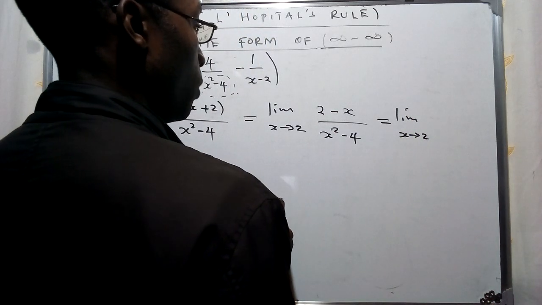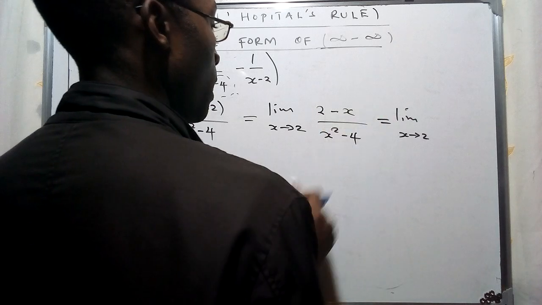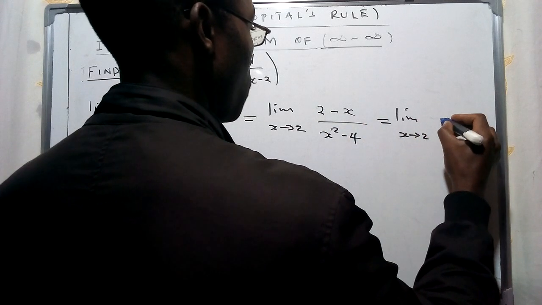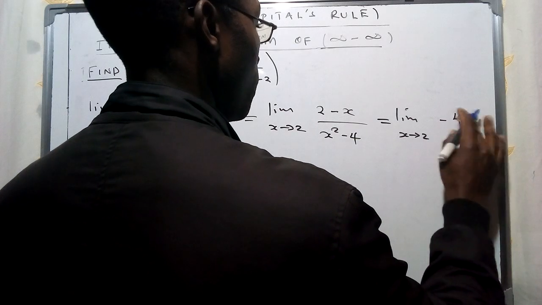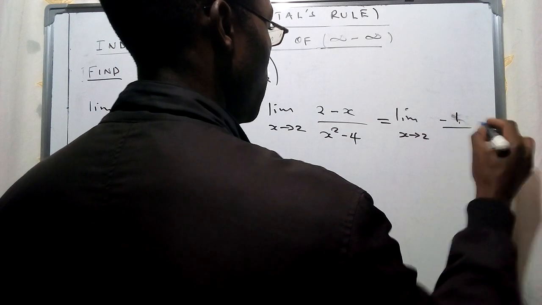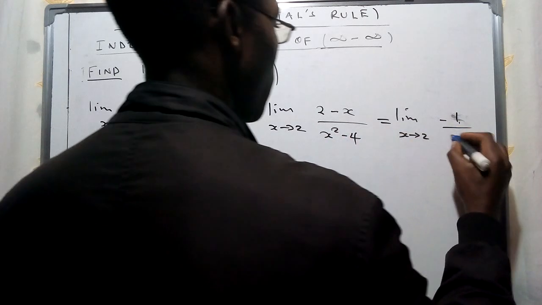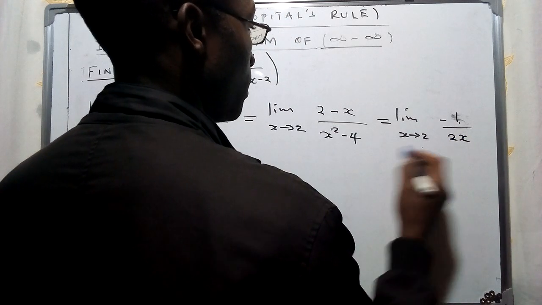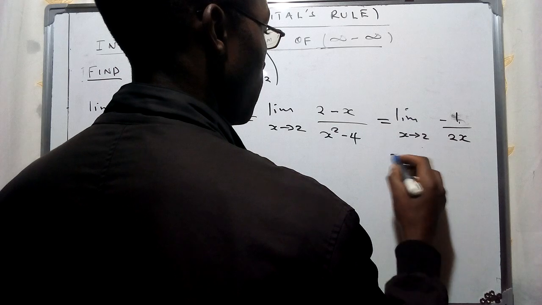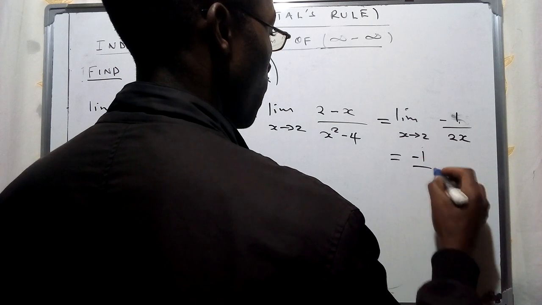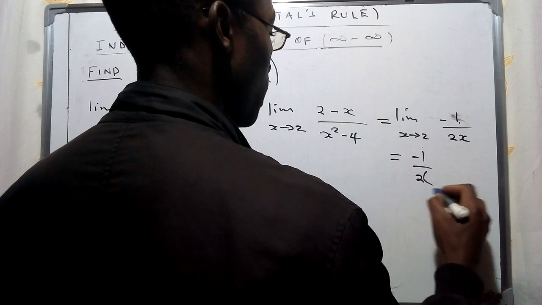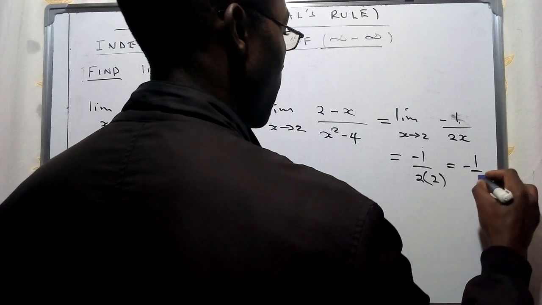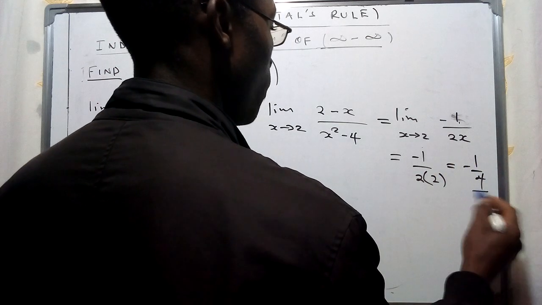According to L'Hopital's rule, we find the first derivative of this function, which gives us negative 1 all over 2x. If we substitute at this point, we get negative 1 all over 2 times 2, and this gives us negative one quarter for the value of the limit.